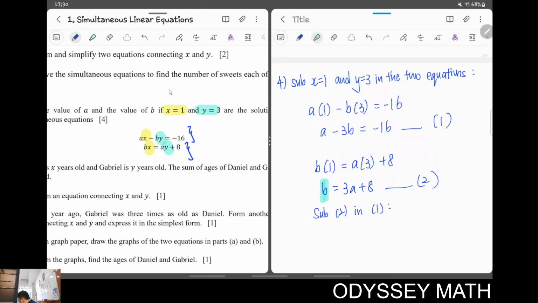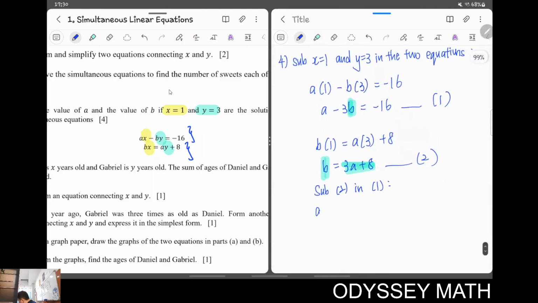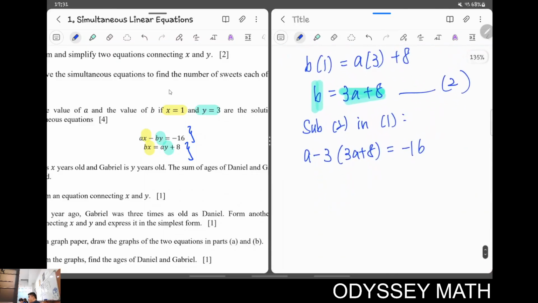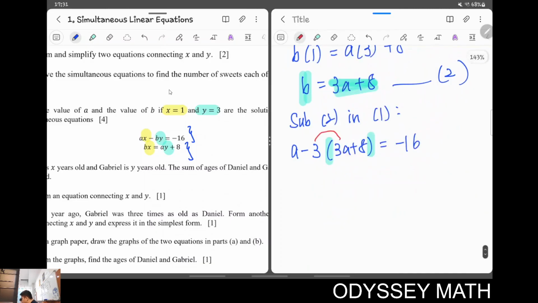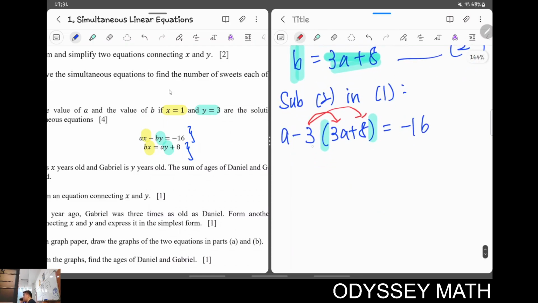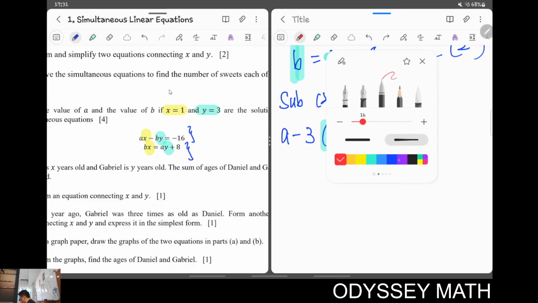So we replace the b here with 3a plus 8. So we have a minus 3 bracket 3a plus 8 bracket equals to minus 16. So I'm being naggy here. Okay, number 1, love the bracket. Number 2, please, okay, rainbow it inside. A lot of students, I will guarantee you, some of your classmates will miss out the second term here. They will say they bring in minus 3 times 3a, right? But they forget to bring in here. And then you see them lose the marks so many times.